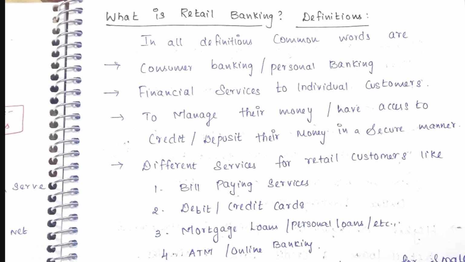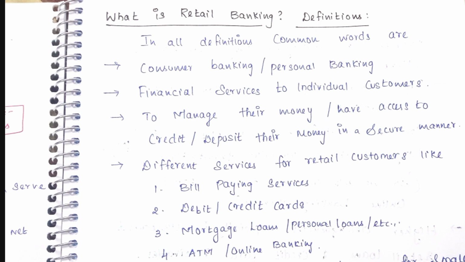Next one is, what is the definition of retail banking? We all know, as we have just seen in our introduction part, that retail banking is the financial service to individual customers, how to manage their money, how to get a credit or how to invest their money, the basic financial services that we provide to them, right? This is what retail banking is. And the services we provide to them are bill payments, debit card, credit card, mortgage loan, personal loan, car loan, ATM, online banking, everything, okay? These all come under the retail banking definition.